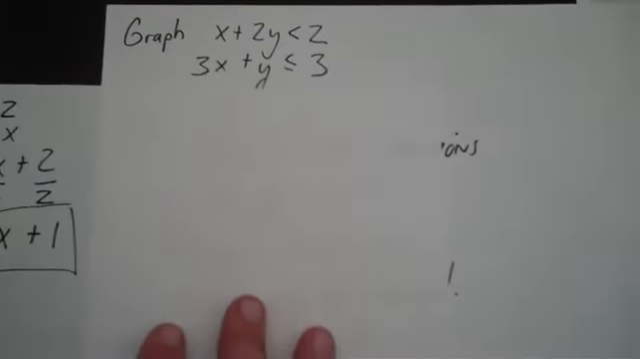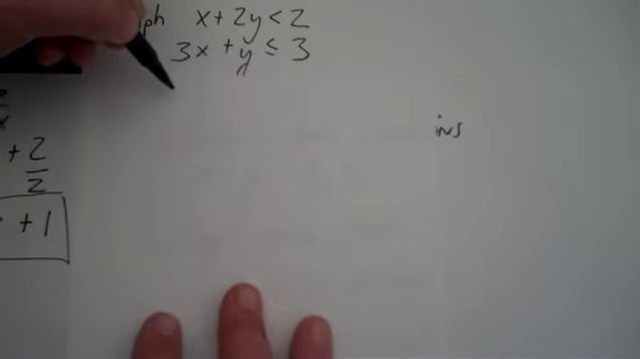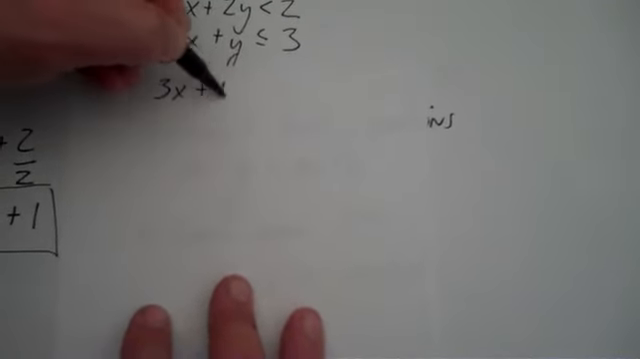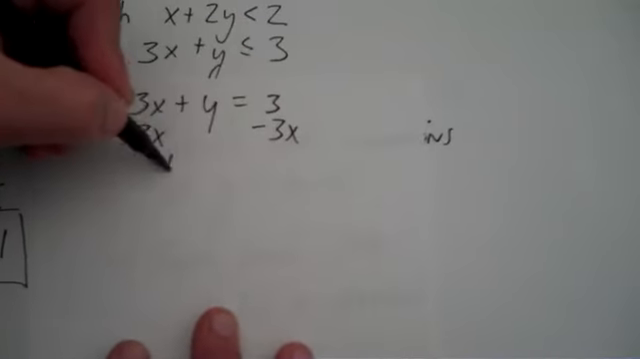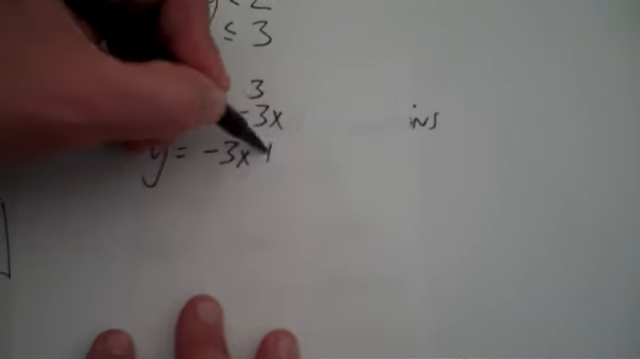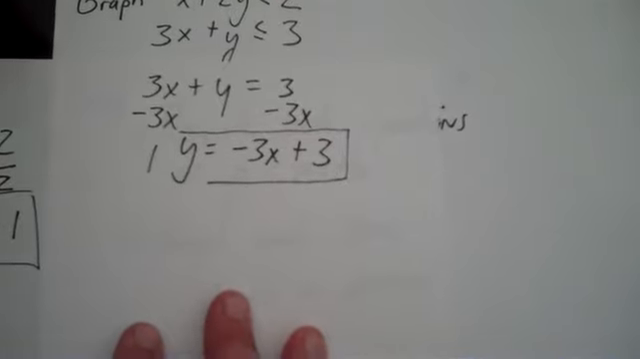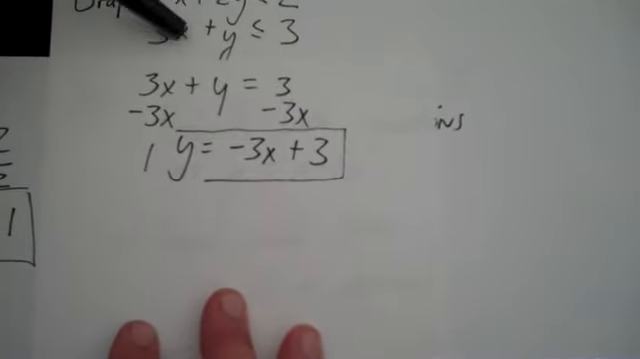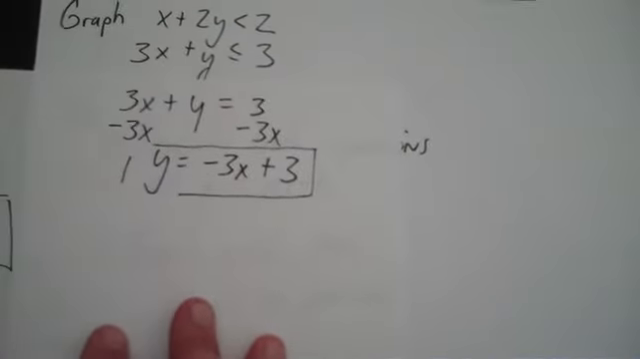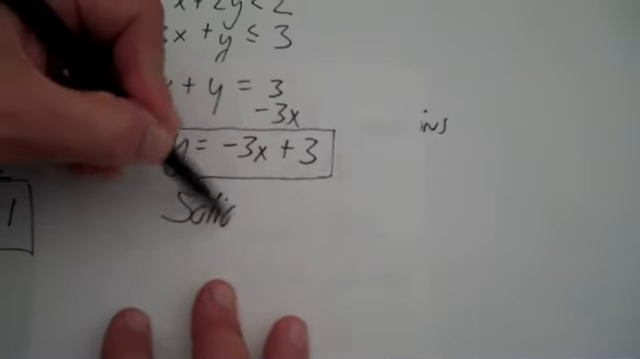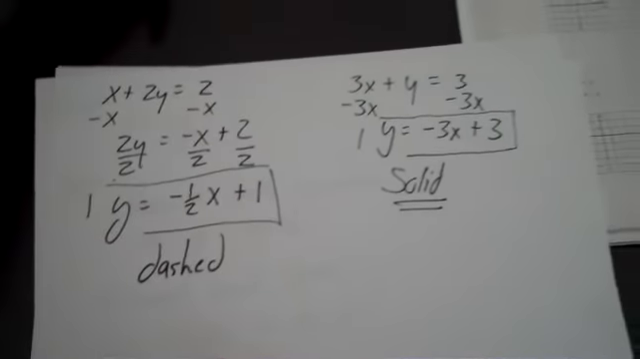So let's graph that as a dashed line. Also, we're going to graph this line, 3x plus y is less than or equal to 3. We're going to rewrite this as y equals mx plus b. So you have 3x plus y is equal to 3. Subtract 3x, subtract 3x. y is equal to minus 3x plus 3. Is this going to be solid or dotted? Let's go back to the original problem. It's 3x plus y less than or equal to 3. Since it's less than or equal, then this is going to be solid. This is solid. This is dashed. So let's graph both of those lines.